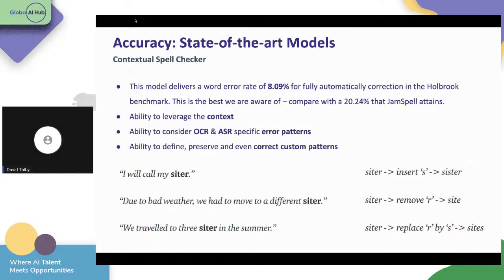As you can see, this includes dealing with things like singular versus plural, and there are other grammatical rules that it knows how to apply. So some conjugations, even sometimes replacing things with proper nouns like people's names or place names. On the Holbrook benchmark, which is the best academic benchmark we found for spell checking, this model had a word error rate of just over 8%, comparing, for example, with just over 20% for the open source JamSpell library in Python. So if you're looking to do spell checking and automated spelling correction, that's a nice option that's available out of the box.